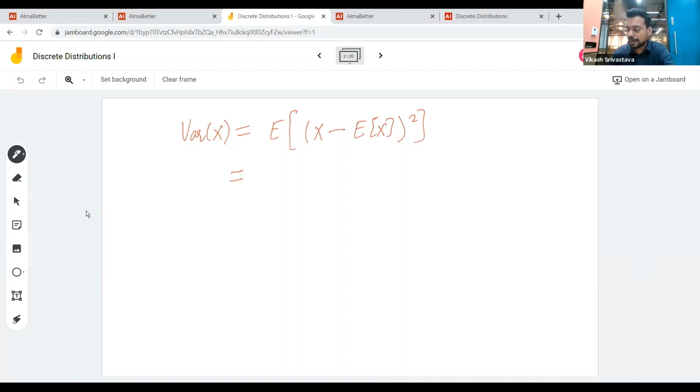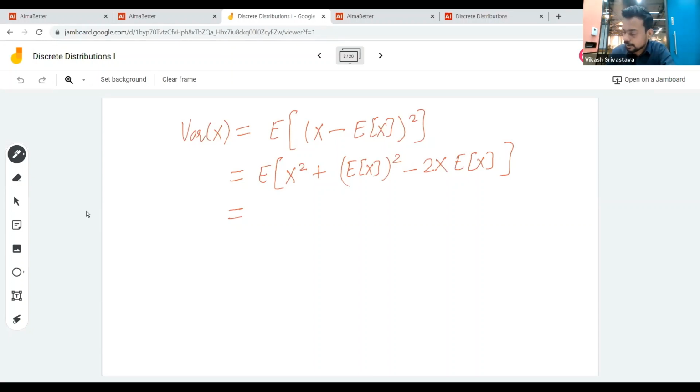If you try to expand this, it's pretty straightforward. x minus the expectation of x, whole squared. We will have three terms, a minus b whole squared: x squared, plus the expectation of x whole squared, minus 2 times x multiplied by the expectation of x. This is what the variance is. We'll try to simplify this, and we'll see we get a very nice formulation of the variance starting from our basic definition.